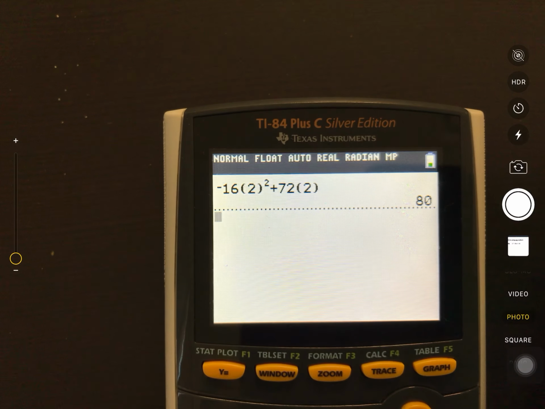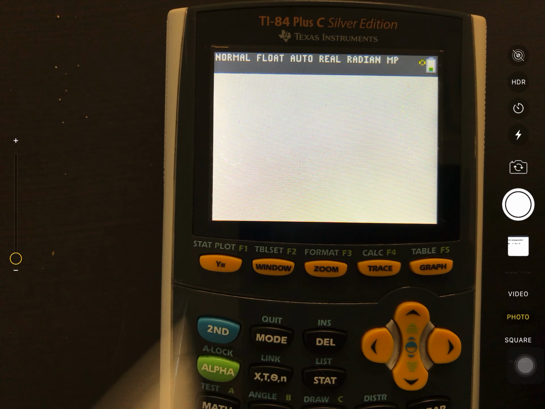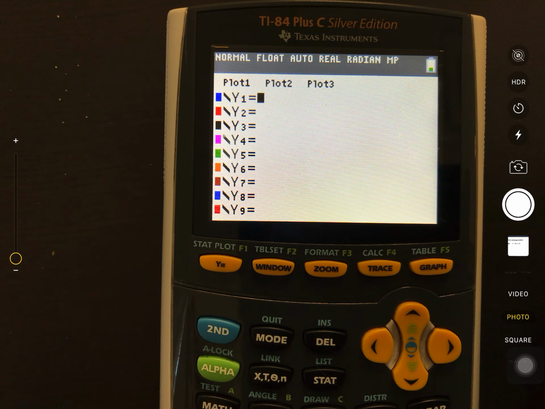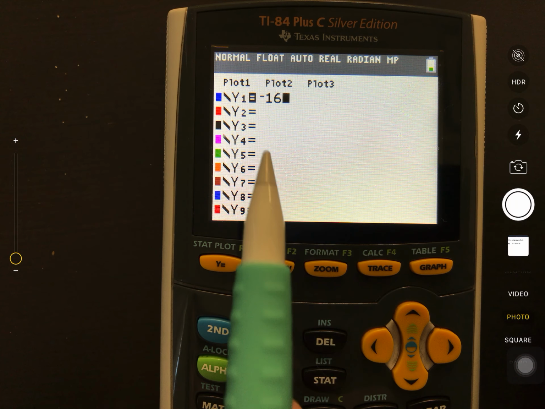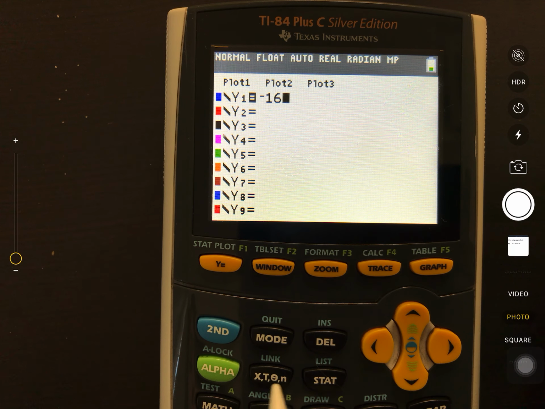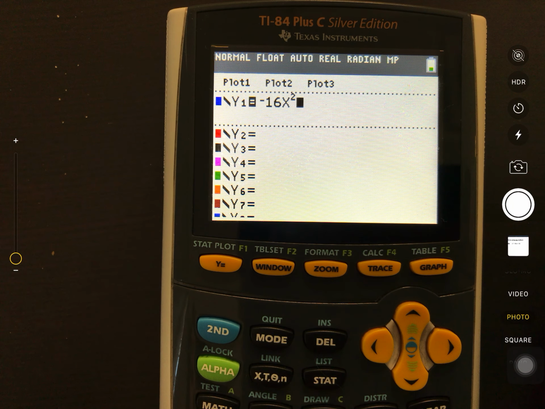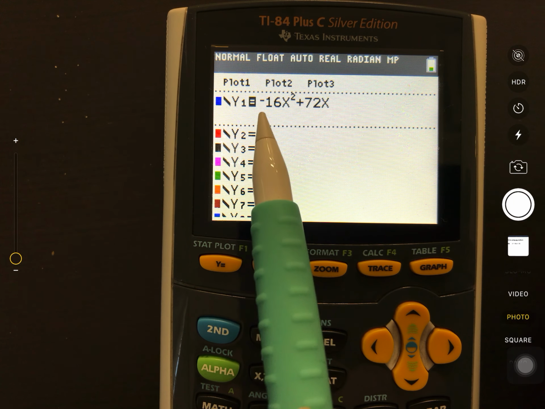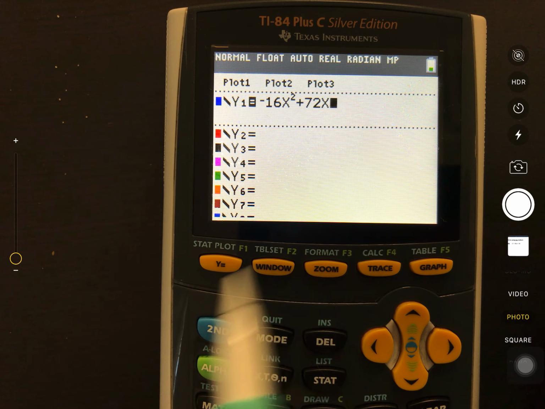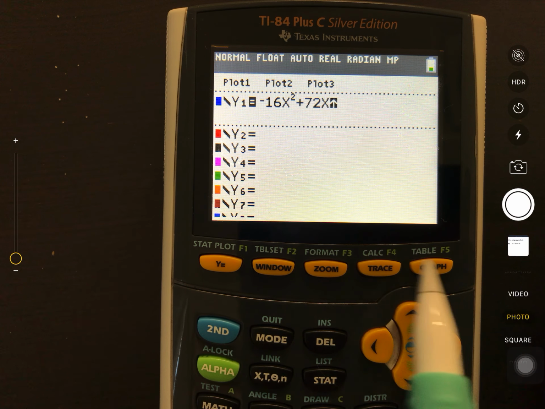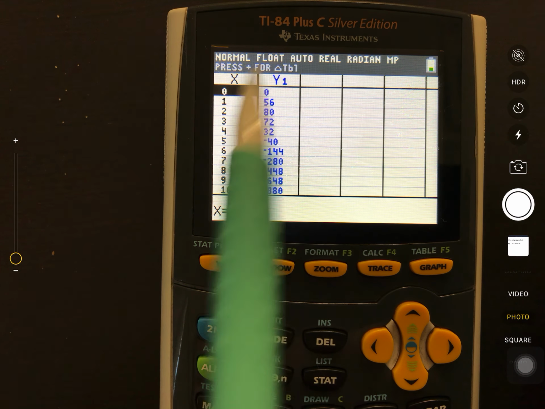So I'm going to go over to my y equals, and then I'm going to type in negative 16. Remember, you want to make sure you're typing in a negative and not a minus sign. x squared, remember we're replacing all those t's with x's, plus 72x. So that's the equation that we're given, y equals negative 16x squared plus 72x. And then I'm going to go look at my table, so it's going to be second graph. And so here's my table.